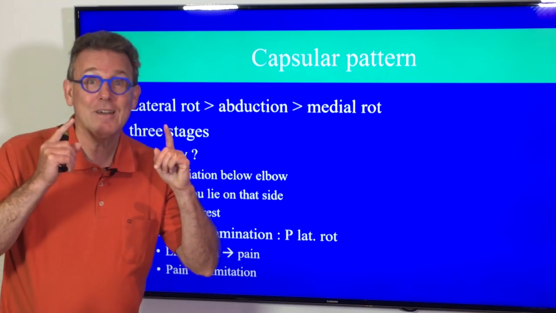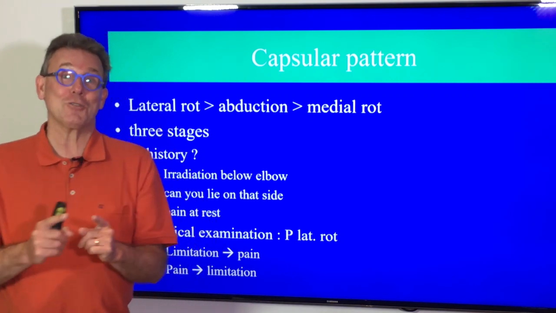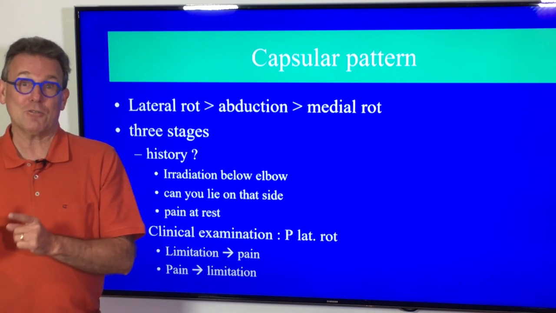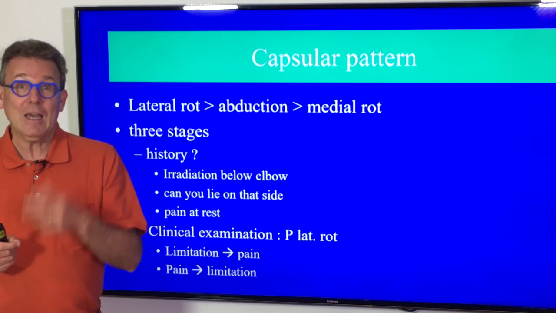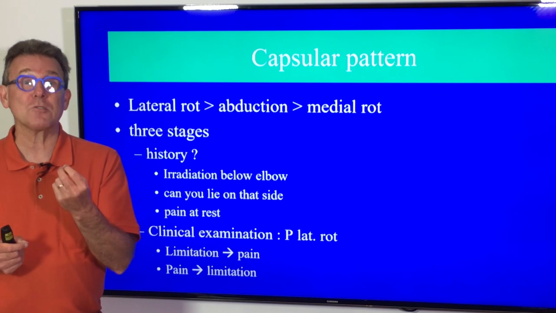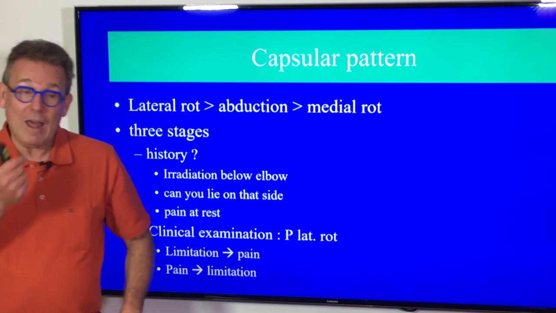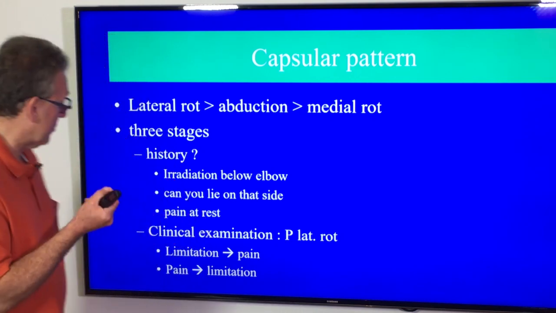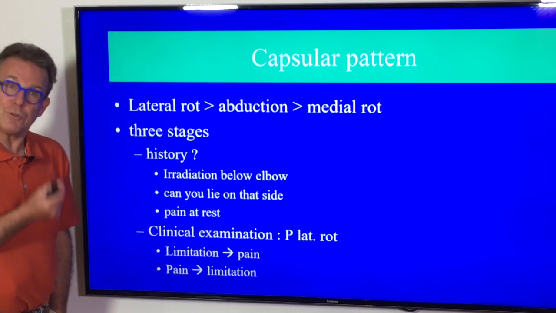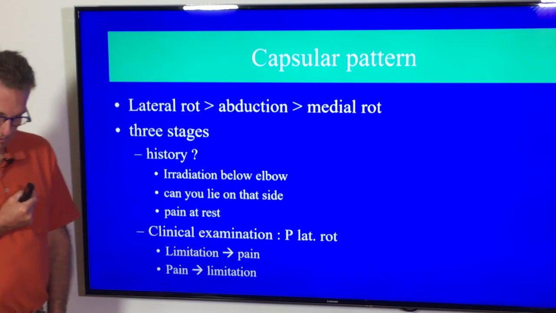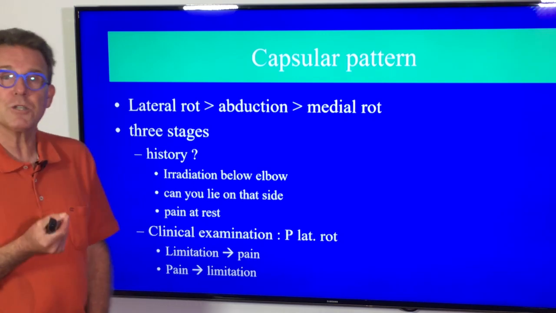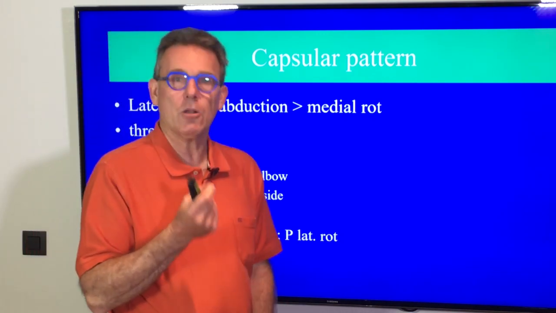Remember, capsular pattern with a hard end feel, you think of arthrosis. Capsular pattern with a muscle spasm end feel, you think of arthritis. And now it's going to be very important to determine the stage of an arthritis. And there are 3 questions in the history which are going to be very helpful.